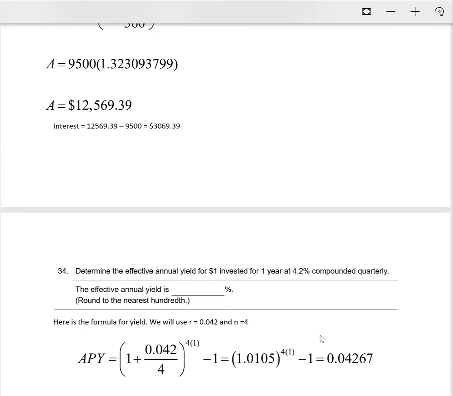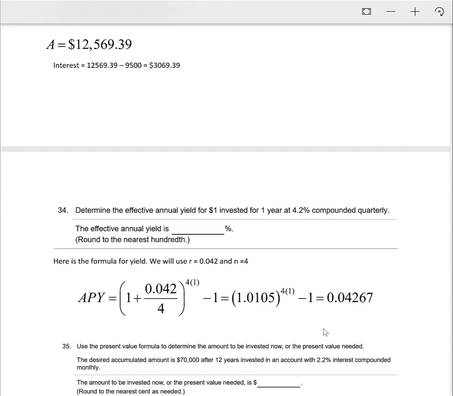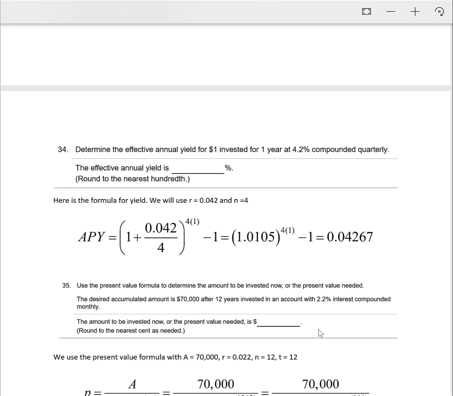And the next problem is an annual yield problem, and we use the formula that was given, and we're going to invest $1 for 1 year at 4.2% compounded quarterly. So again, here's my formula. I start in my calculator, take 0.042, divide by 4, add 1, raise it to the 4th power, subtract the 1, and then we always multiply by 100 at the end, and they want it to the nearest hundredth, so this would be 4.27% for the effective yield.